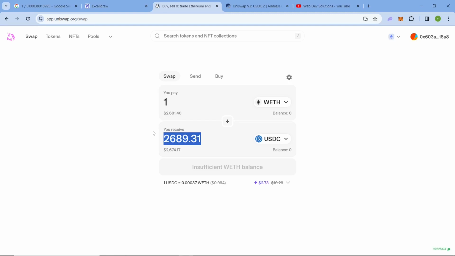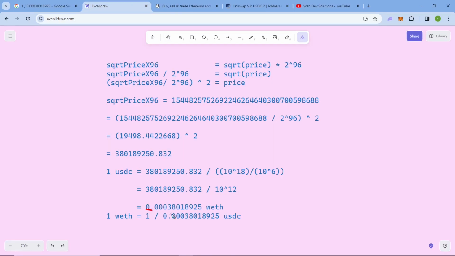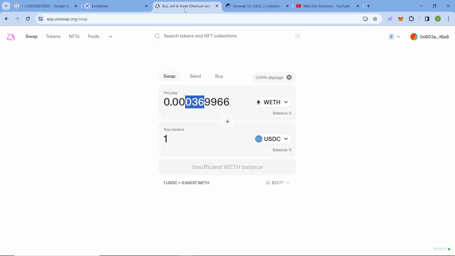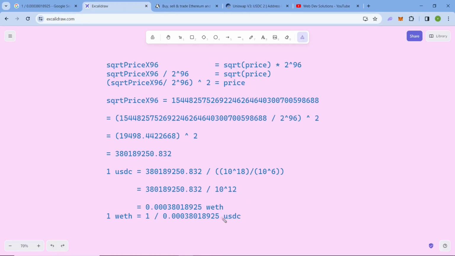Let's provide 1 USDC. As you can see, we have 0.00036. Now let's compare it with the upper number. As you can see, it's a bit different, just as it was before. As many swaps have been done, the prices fluctuate a lot, because of which the numbers are a bit different, but it's the same. You can apply the formula and just change the decimals and change this square root price 96. You'll get the answer. So now you got how many wheat you can get for 1 USDC.